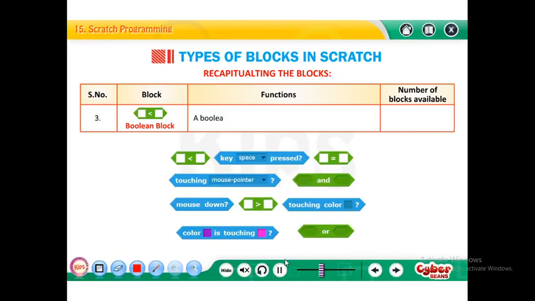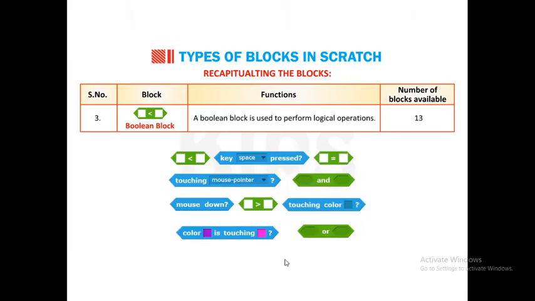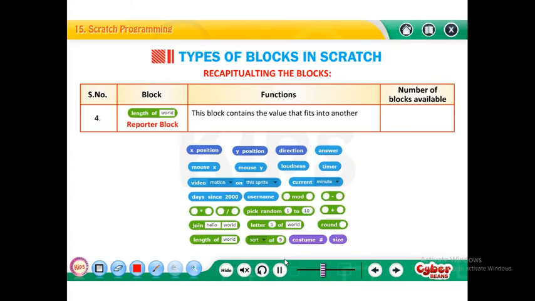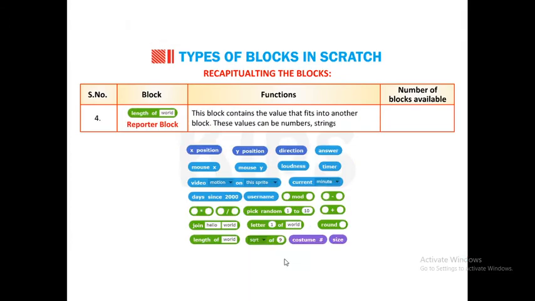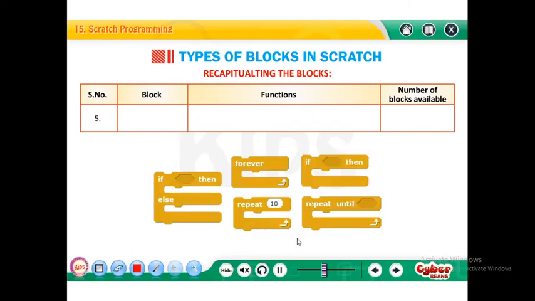Next, Boolean blocks. A Boolean block is used to perform logical operations which give either true or false. There are 13 blocks available, which are of hexagonal shape. And the reporter block contains values, and these values can be numbers or strings. The number of blocks available for this type is 37.